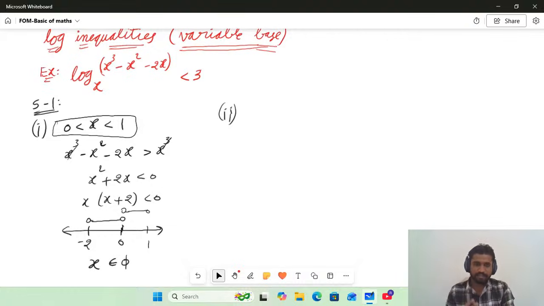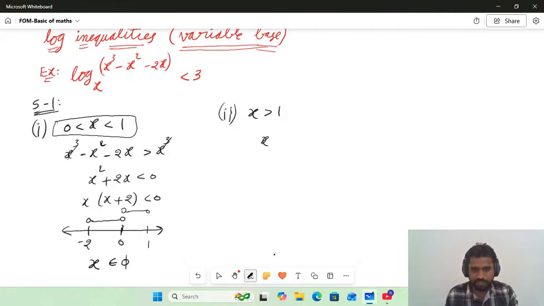Consider base greater than 1. Base greater than 1 means, what is the case here? X should be greater than 1. Base greater than 1 means nothing but x greater than 1. So if we consider this case, x greater than 1, the sign of inequality will remain the same.